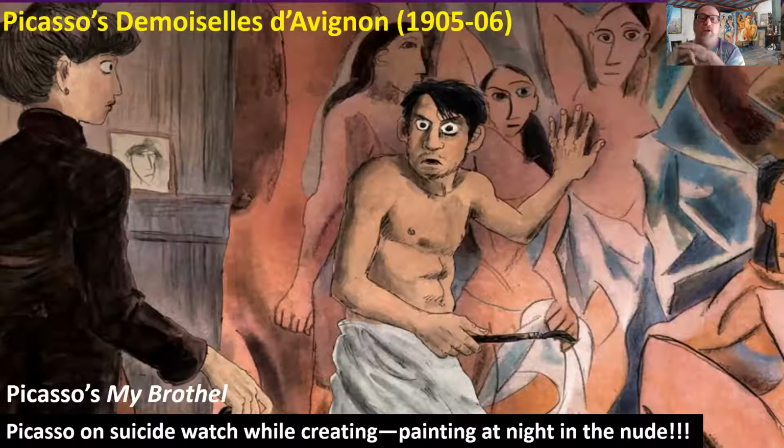Pablo Picasso, as I mentioned, called it his brothel. And he was put on suicide watch while creating the painting because he was doing it nude and only at night. And his friends were a little weirded out by the process, as a good friend might be.